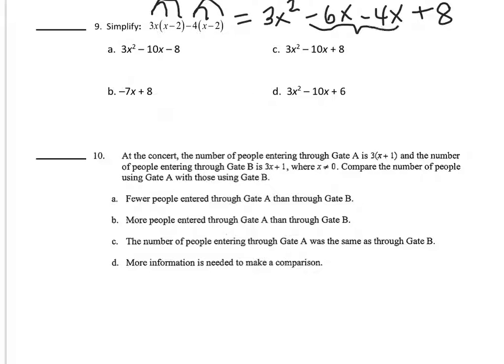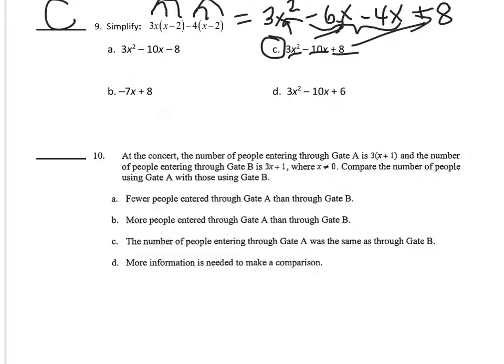Remember, a negative times a negative is a positive. I can combine negative 6x and negative 4x together. Negative 6x minus 4x is negative 10x. So the answer is C, 3x squared minus 10x plus 8.